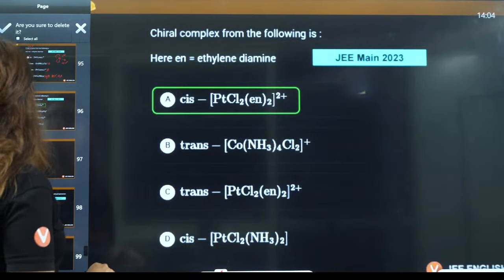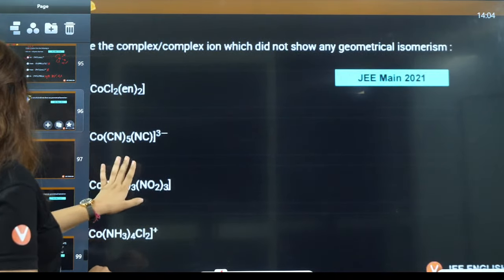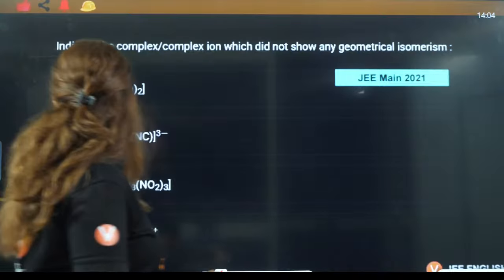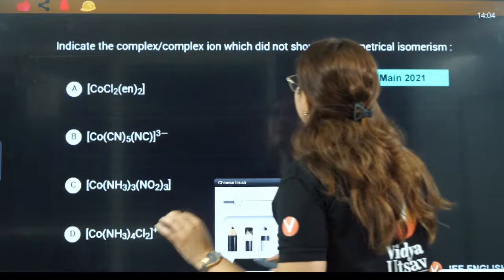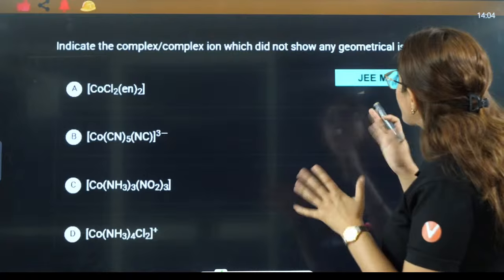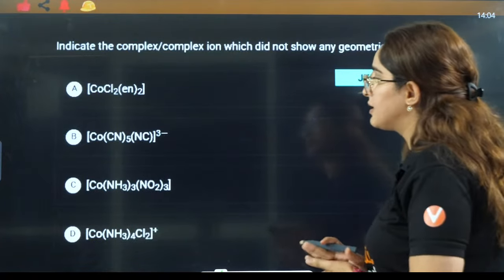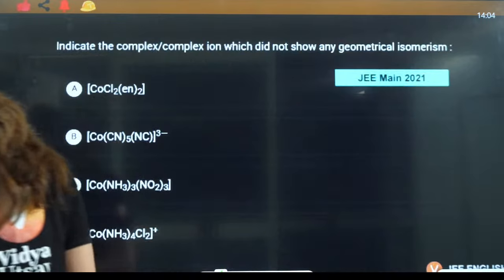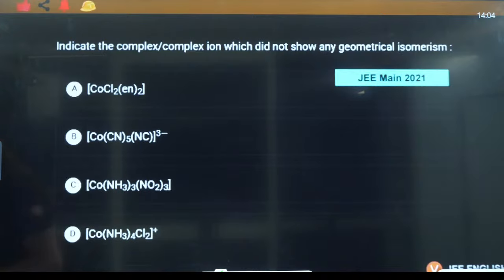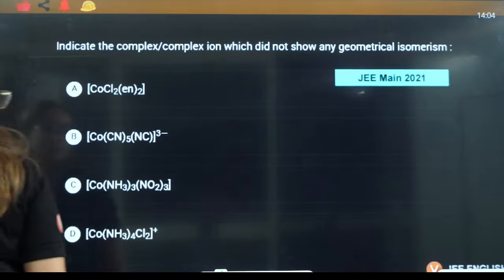Next is indicate the complex ion which does not show geometrical isomer. Indicate the complex ion which does not show geometric. I think you can easily do this. Yes, everybody. Indicate the complex ion which does not show geometrical isomer here. Which does not show geometrical isomer here.